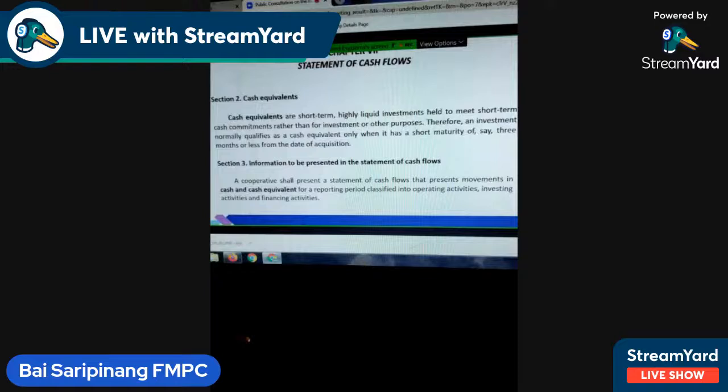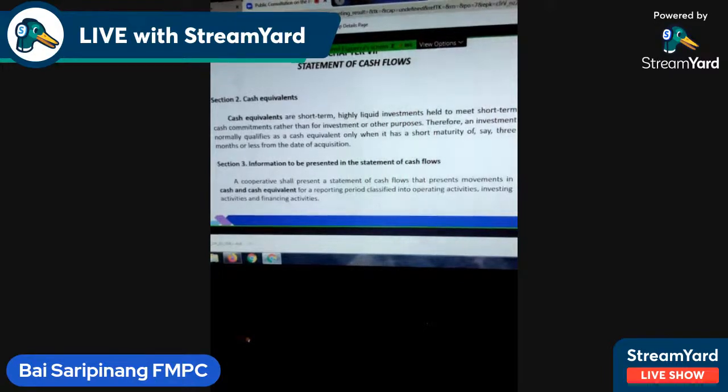Now, ito pong statement of cash flow natin is just the same, still you have to present, no? Separately, ano-ano ba what affects the operating activities, the investing activities, and financing activities. Now, for your guidance, yung ating mga cash equivalents in the statement of cash flows, cash equivalents are short-term, highly liquid investment held to meet short-term cash commitments rather than for investments or other purposes. So therefore, an investment normally qualifies as a cash equivalent only when it has a short maturity of, say, 3 months or less from the date of acquisition.